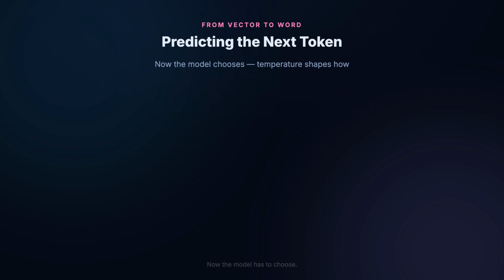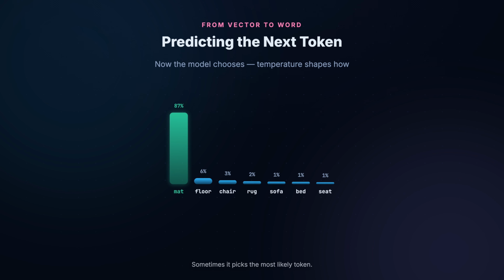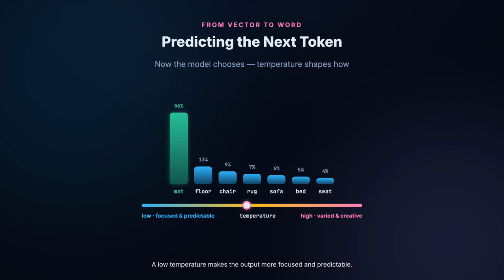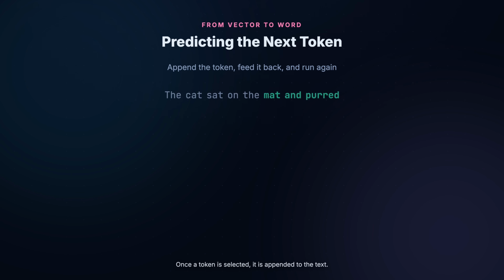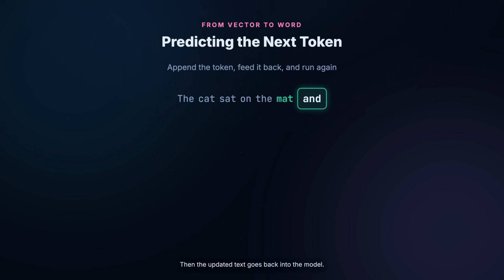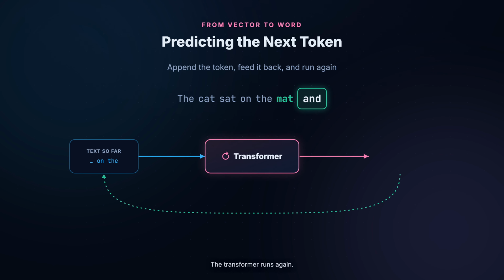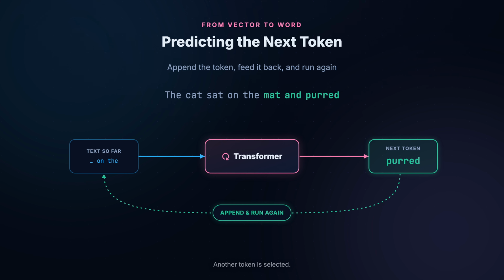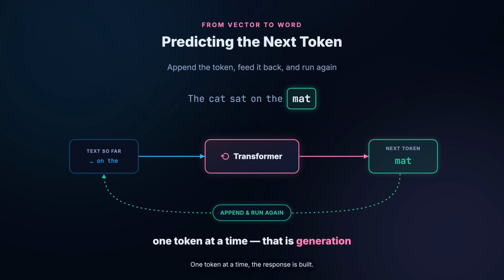Now the model has to choose. Sometimes it picks the most likely token. Sometimes it samples from the probability distribution. That sampling is controlled by settings like temperature. A low temperature makes the output more focused and predictable. A higher temperature makes it more varied and creative. Once a token is selected, it is appended to the text. Then the updated text goes back into the model. The transformer runs again. A new next token prediction is made, another token is selected, and the loop repeats. One token at a time, the response is built.